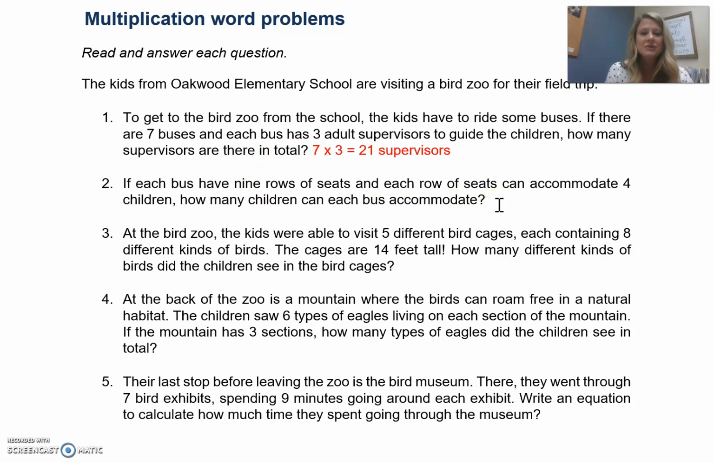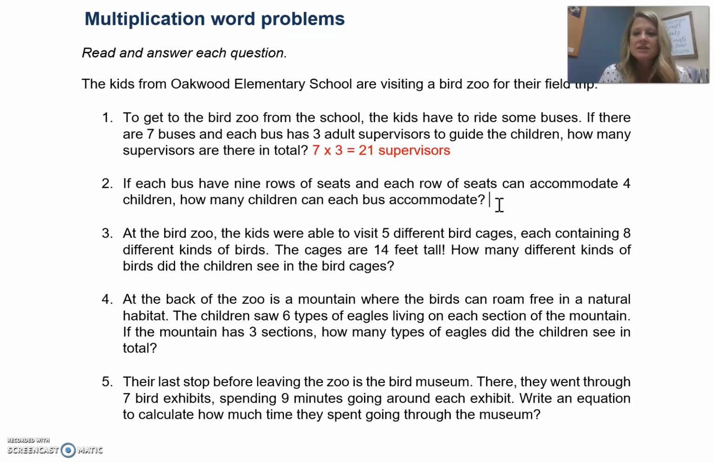Okay, question 2. If each bus has 9 rows of seats and each row can accommodate 4 children, how many children can each bus accommodate? So the word accommodate, if you haven't heard that before, in this particular case, it would mean house or how many students can fit in each of those rows. So accommodate, yeah, it often means fit or suit something.